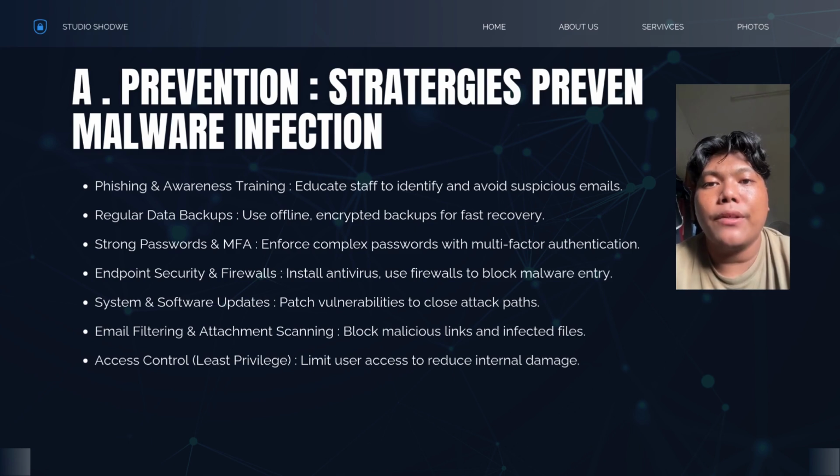Fourth, endpoint protection tools and network firewalls help detect and block malware before it spreads. Antivirus solutions must be regularly updated to catch new ransomware variants. Next, patching systems and software is critical. Unpatched systems are a vulnerable and common entry point. Organizations like USF must apply security updates promptly.